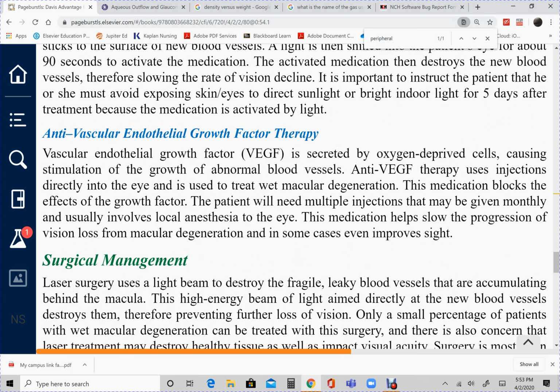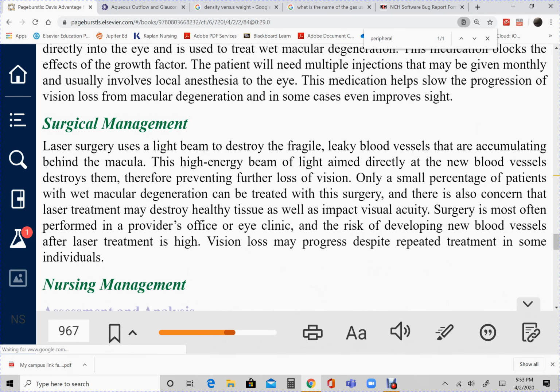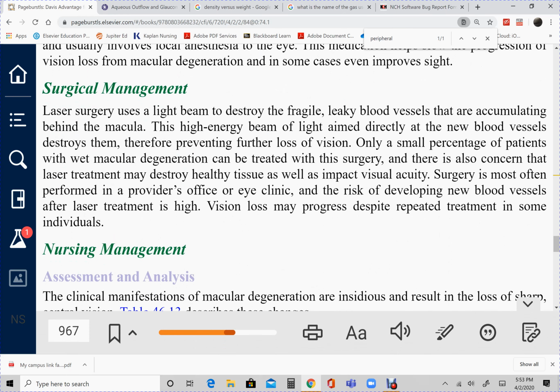Another is this one, the injection of a vascular endothelial growth factor inhibitor. This is a drug that will suppress the growth of these abnormal blood vessels causing the wet type of macular degeneration. And here's surgery again. So we have laser surgery. Again, the pre and post-op will be the same. We already discussed this under cataract surgery.